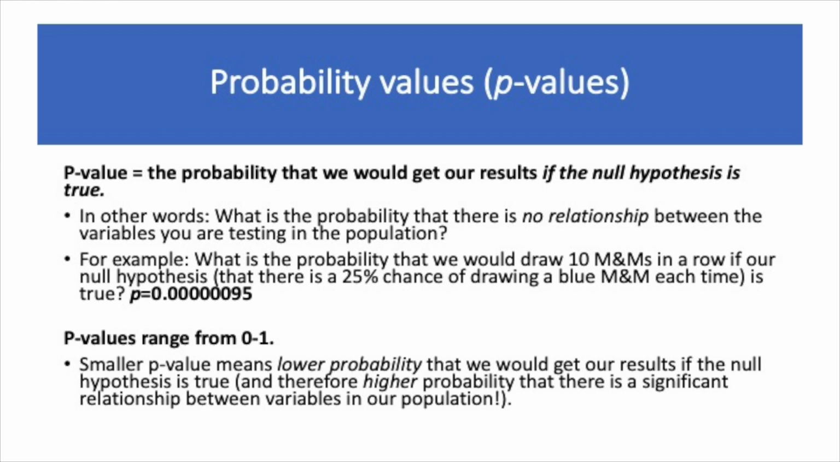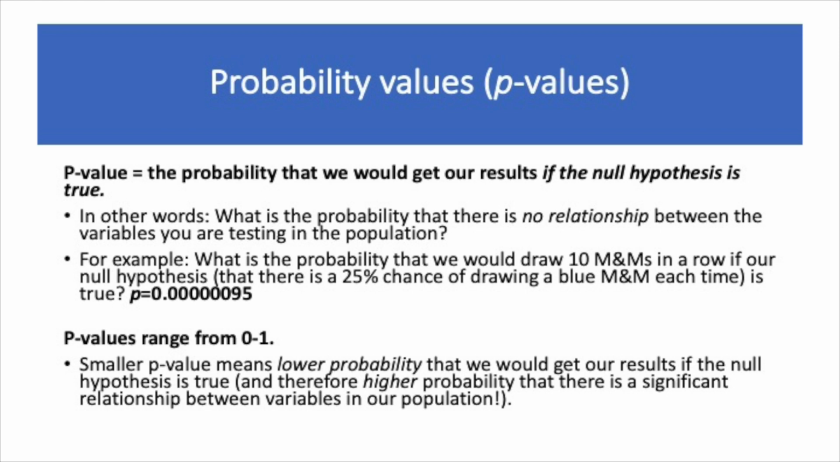Importantly, our p-values are going to range from 0 to 1 because they're probabilities, and probabilities range from 0 to 1. A smaller p-value means that there is a lower probability that we would get a result if the null hypothesis is true. And then we can flip that, as we commonly do in our social science research and inferential statistics, to say that there is a higher probability that there's a significant relationship between the variables in our population. Okay?